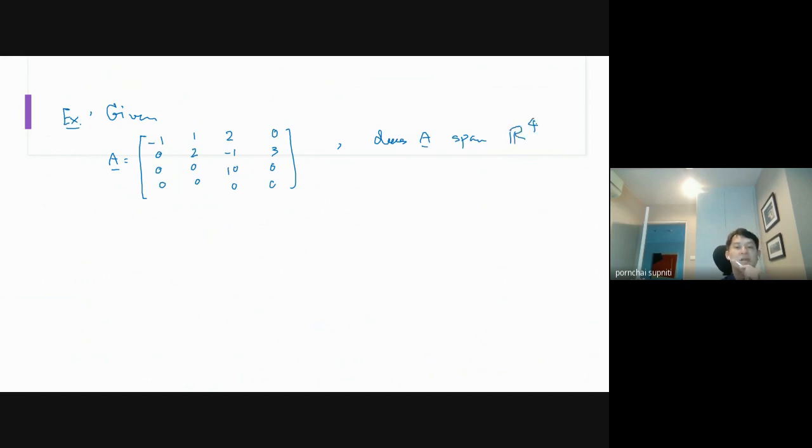So next, let's look at another example, okay? Let's say that we are given a matrix with column vectors, let's say -1, 0, 0, 0, 1, 2, 0, 0, 2, -1, 10, 0, 0, 3, 0, 0, okay? And let's say this is A. So a question is, does A span a vector space, for example R to the fourth, or not? And how do we test whether these column vectors span a certain vector space?